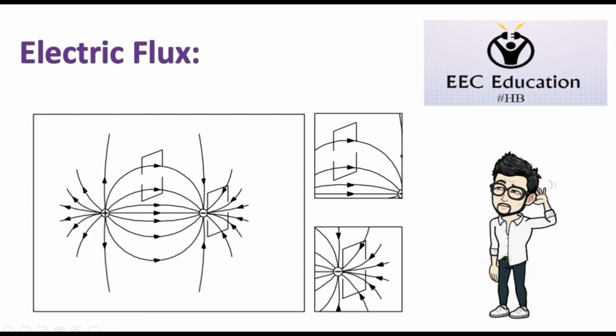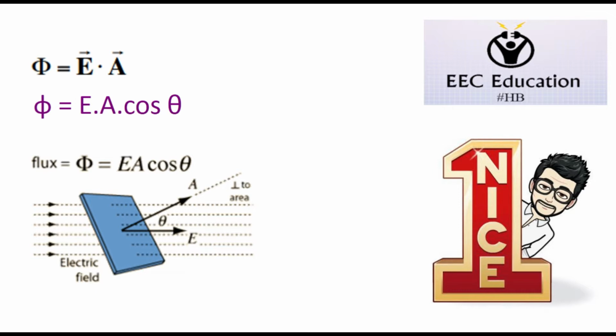For an electric field, the flux is measured by the number of lines of force that pass through a hypothetical surface. In other words, the flux is the dot product between the electric field vector and the vector that is perpendicular to the surface of the area. Its magnitude equals E times A times cosine theta, where E is the electric field, A is the area, and theta is the angle between the electric field vector and the vector that is perpendicular to the area.